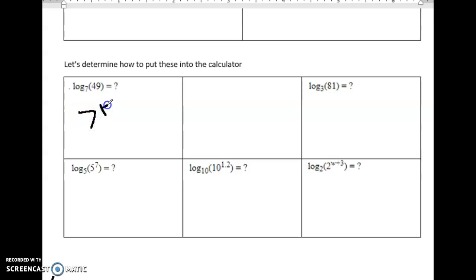to the what power equals 49. So what is 7 to the what power? What is that going to equal? Well, 7 times 7 equals 49, right? So that means 7 to the second power will equal 49.